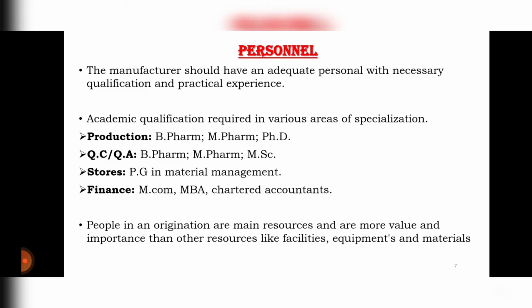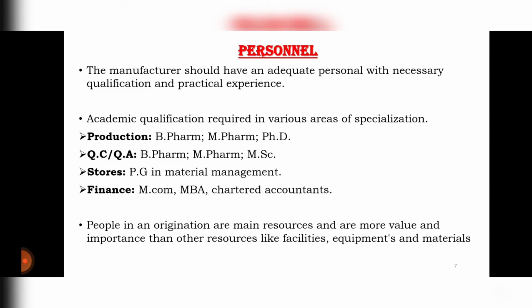So they will take from the pharmacy background only, okay. And what academic qualification is required in various areas of specialization? What is the basic academic qualification? Production should have B Pharma, M Pharma, or PhD, okay, and PhD in pharmacy only, or PhD in chemistry also, they will take sometimes. Nowadays they are taking PhD in chemistry, or bachelor's or master's in chemistry. These people are also involved in the production department, because they also know the chemistry of the medicine, okay.